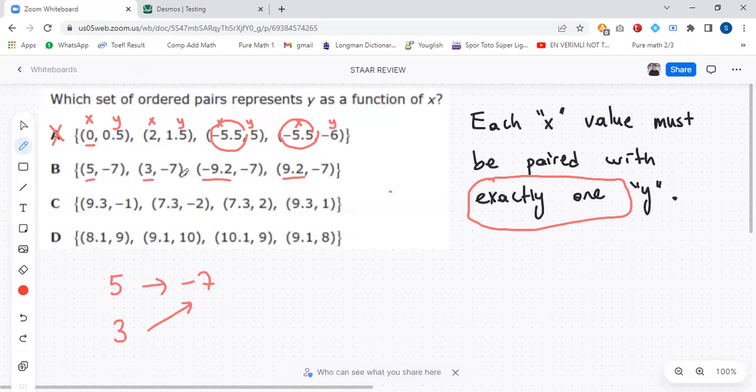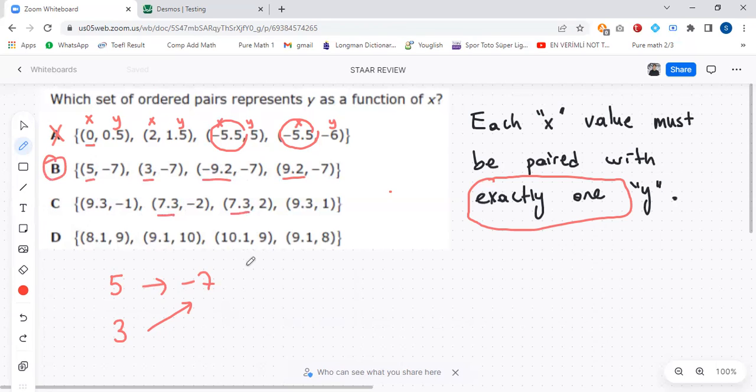But guys, it's not a problem. Two different x values may be paired with the same y value. It is not a problem. The problem here is if an x value is paired with two different y values, then it is not a function. All right, so all these values are different, as you can see. So this is our answer.